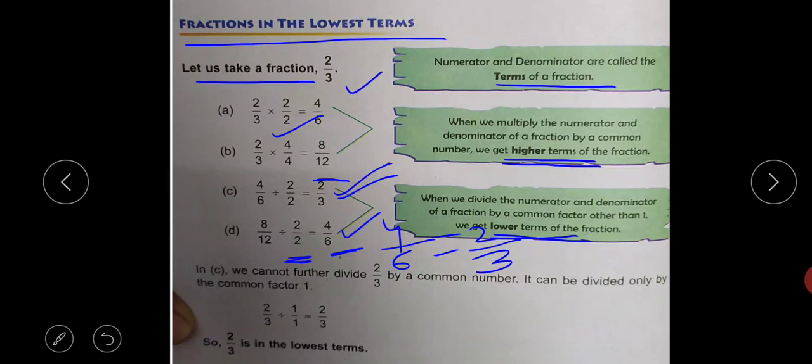No, we cannot further divide 2/3 by a common number except 1. हम 1 के अलावा इसको किसी और नंबर्स के साथ डिवाइड नहीं कर सकते. सो 2/3 इज़ द लोएस्ट टर्म.